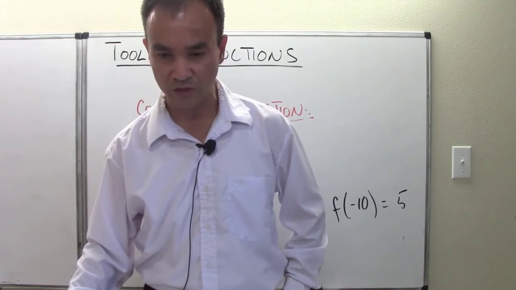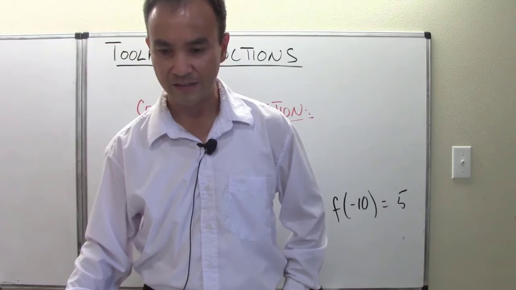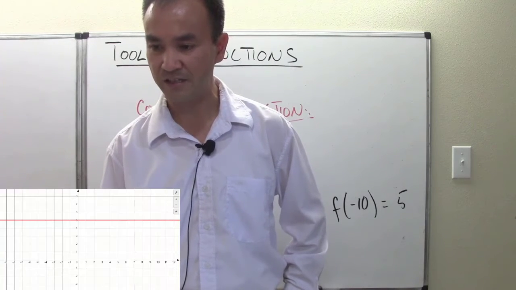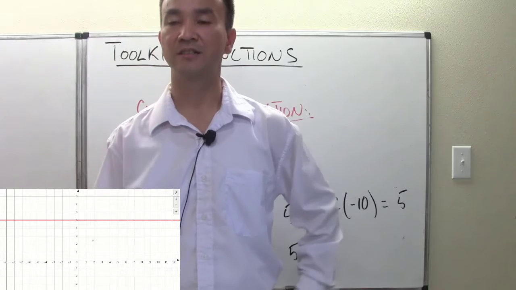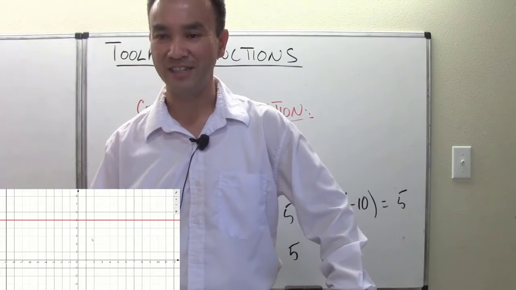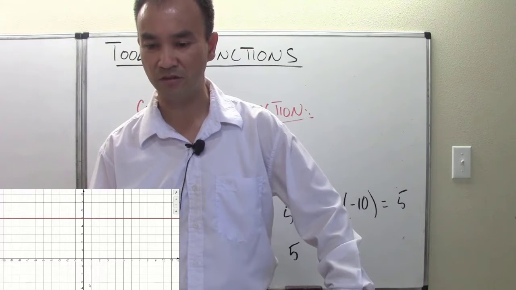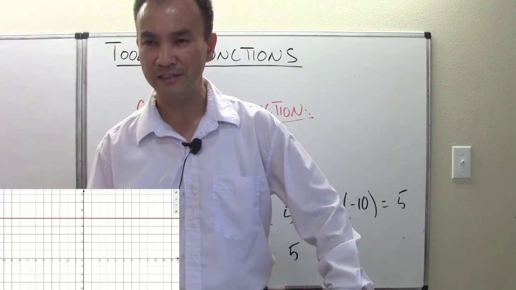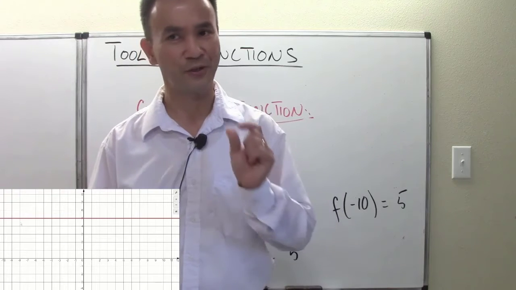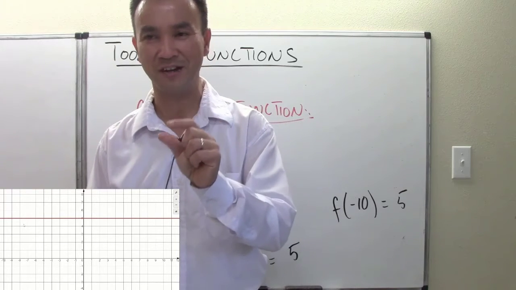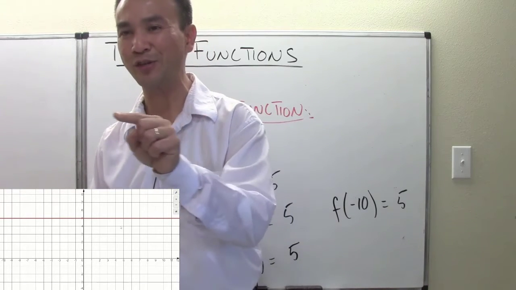So f of x equals 5. This is the graph for that. And now let me have it right on our screen right here. All right, so now here's our graph space right here. Okay, our graph grid right here, and that constant function appears to be a horizontal line right here.